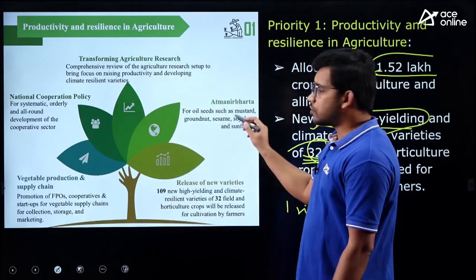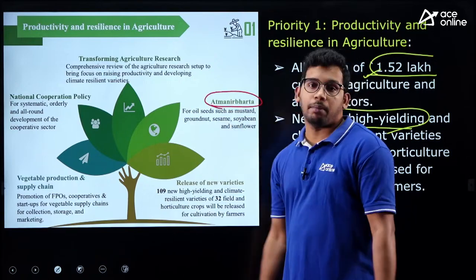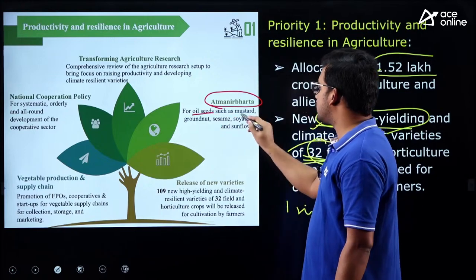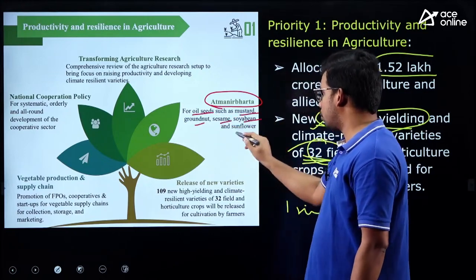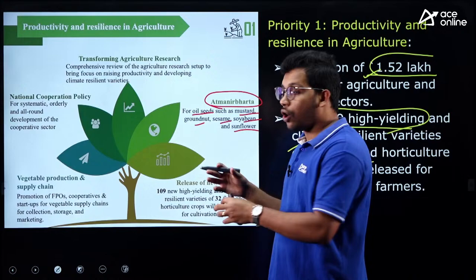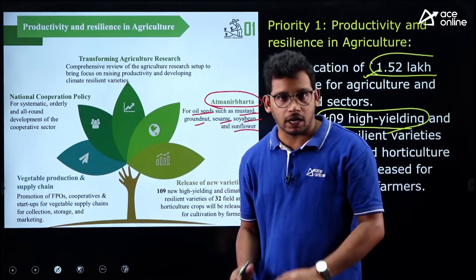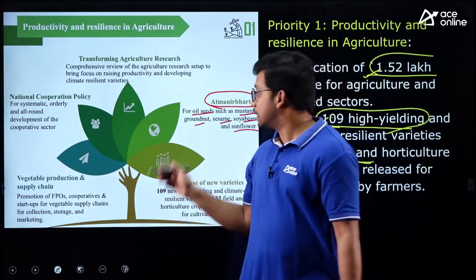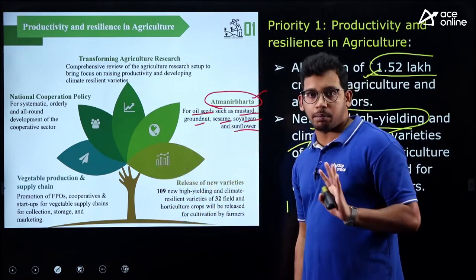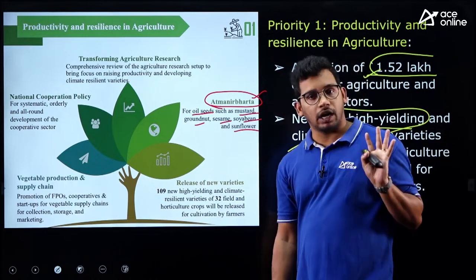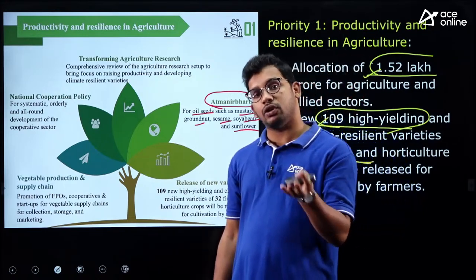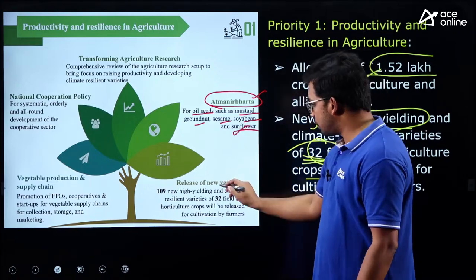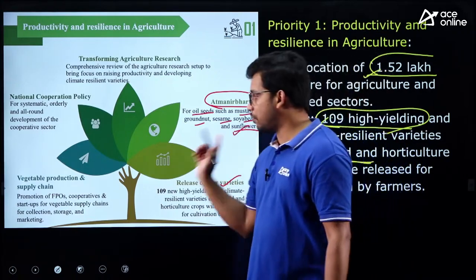Now the government is also aiming for Atmanirbhar Bharat, that means self dependent, we should not depend on other countries. For oil seeds such as mustard, groundnut, sesame, soya bean, sunflower, these are all the oil crops for which we have depended on many countries. We are importing a lot. As we are importing a lot, we are losing our money to other countries. That is why the government wants to promote Atmanirbhar Bharat, that means within India we want to cultivate them and reduce the dependency on foreign countries. So this is the Atmanirbhar Bharat for agriculture. Release of new varieties, this we have already discussed.